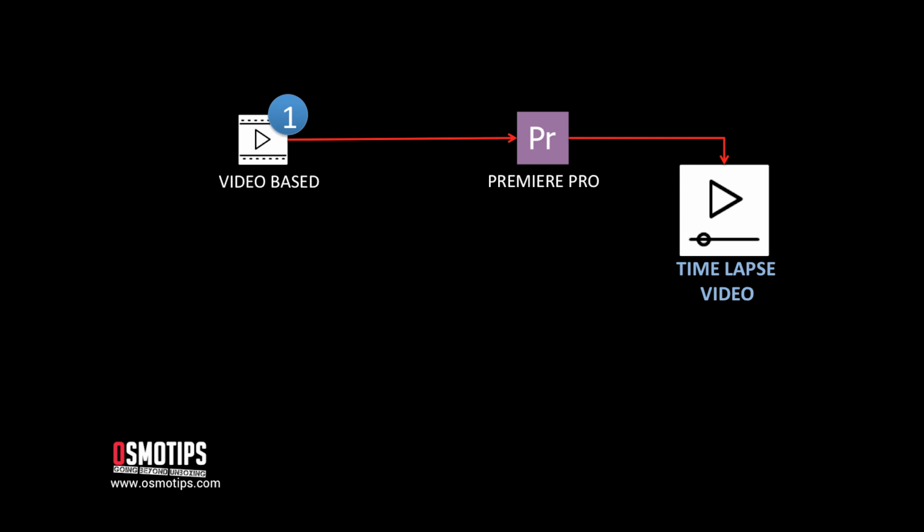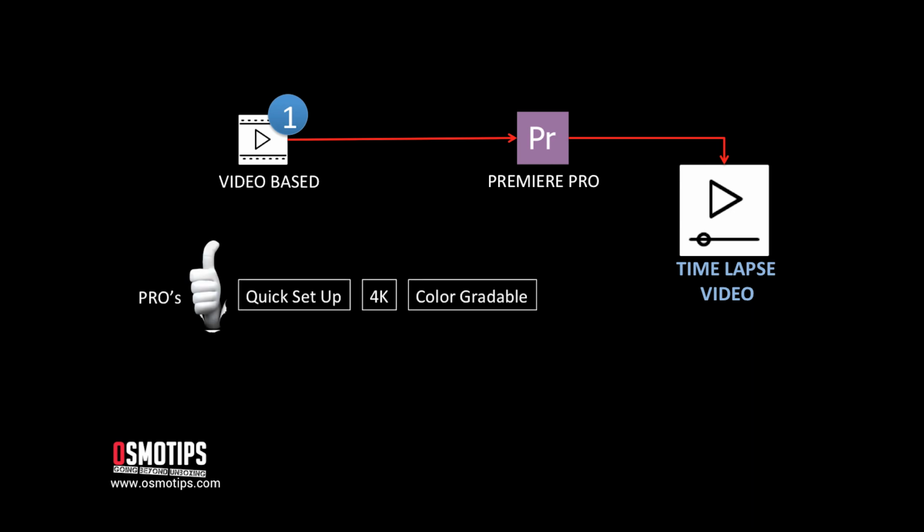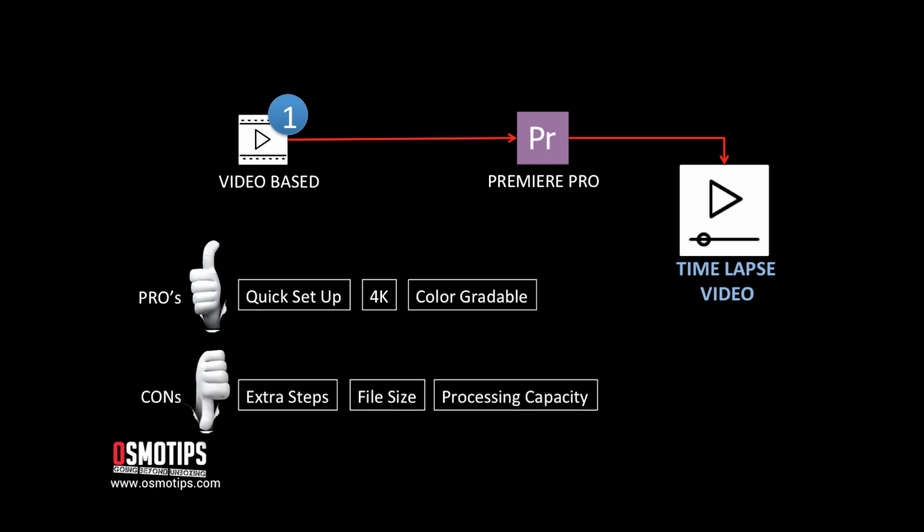So starting with the very first one, where it's a video based straight through Premiere Pro, speeded up. So the pros, obviously it's a very quick setup. You can achieve 4K video no problem, and it's color gradable because it comes through Adobe Premiere Pro, so you can apply color grading LUT. The cons, however, is there are extra steps involved, obviously, and the file size as well.